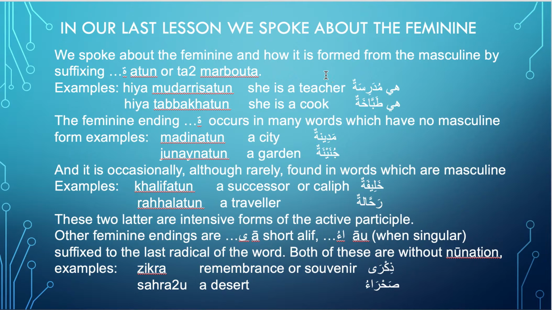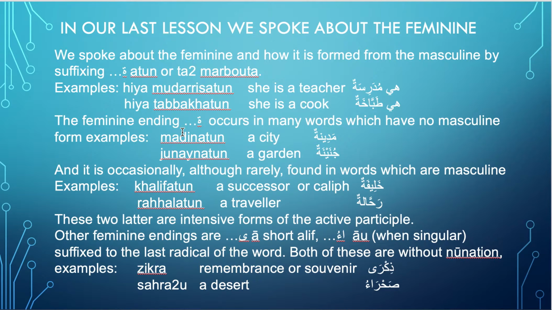In our last lesson we spoke about the feminine, and how it is formed from the masculine by a suffix, by adding the T, ta marbuta. For example, we said, هي مدرسة, she is a teacher. Or هي طباخة, she is a cook.